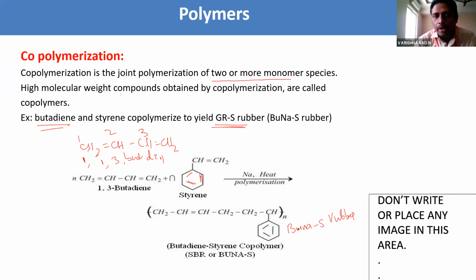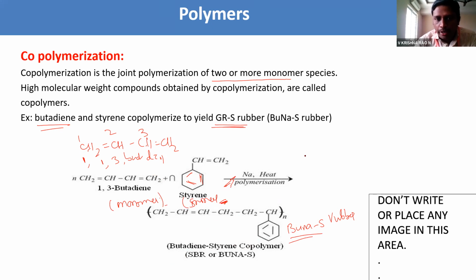Butyric rubber. The monomers involved in the preparation of butyric rubber are 1,3-butadiene and styrene. These monomers undergo copolymerization, joining together to form the butadiene-styrene copolymer, butyric rubber.